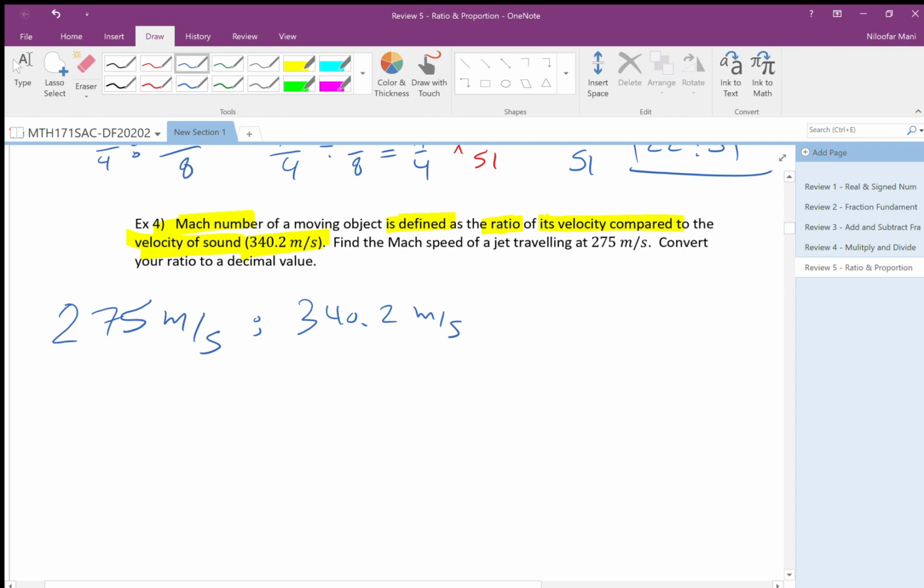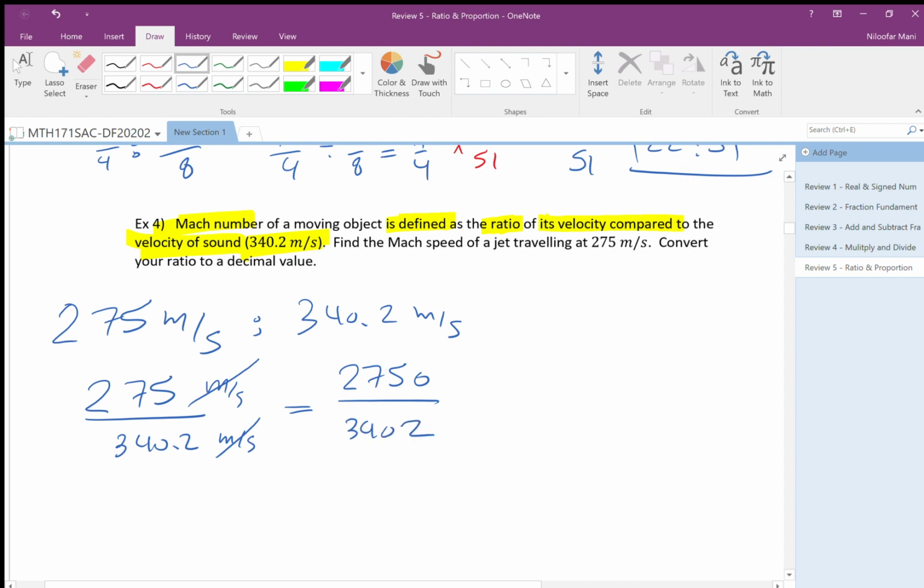Both are meters per second, so perfect. Okay, so it says simplify and then show it with a number. So if I want to simplify, I have to show it like a fraction. I don't have any other choice. Meters per second, perfect. They have the same unit, so I cancel. Then I can say 2750 divided by 3402. Why? Because I see a decimal, so I want to remove it. So I multiply top and bottom by 10. Okay. Now I simplify. So I can divide top and bottom by 2.